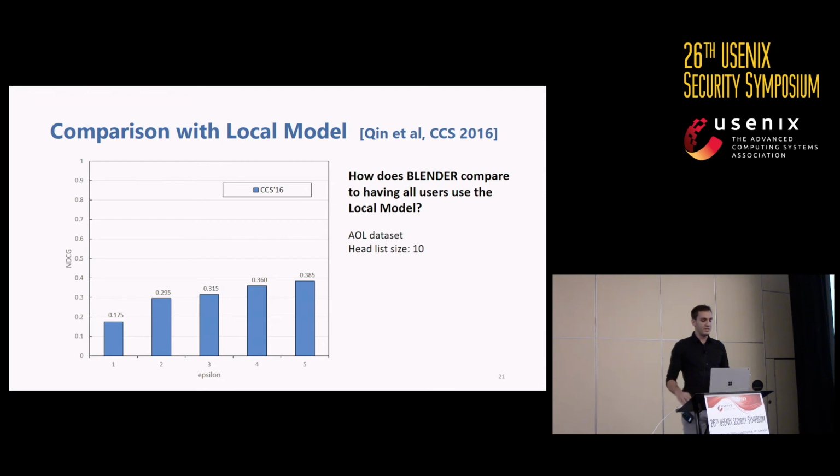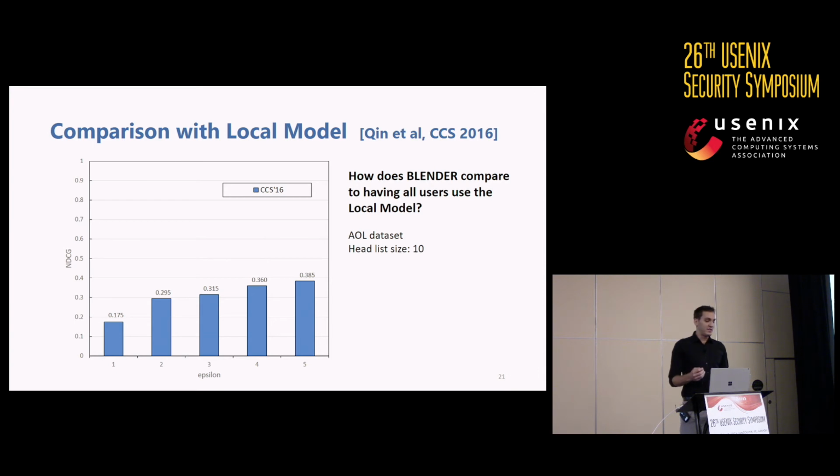To do this, we looked at the most recent state-of-the-art algorithm for accomplishing a similar task in the local model, and that was published in CCS 2016. Their algorithm found the most frequent items in a set, and the way the authors tested this was by using this AOL data set that we're using, and they wanted to find the top 10 most frequently searched queries.